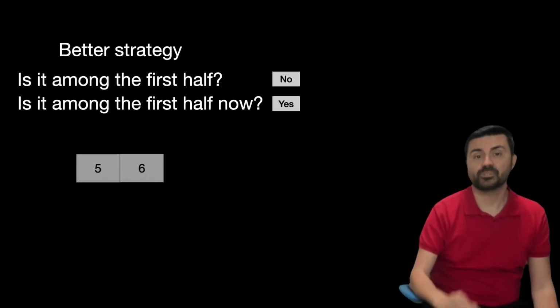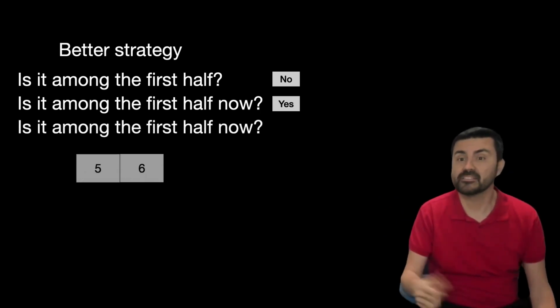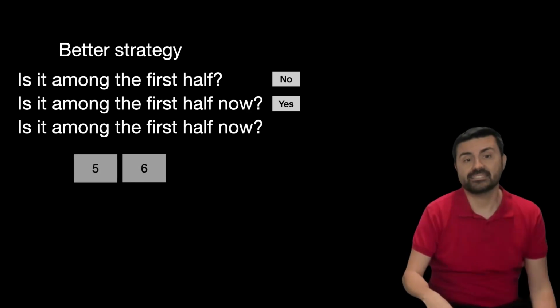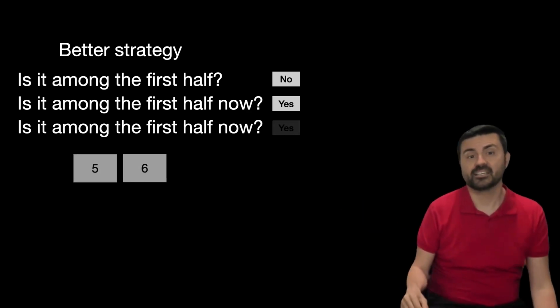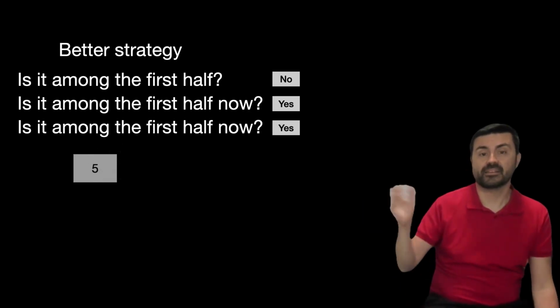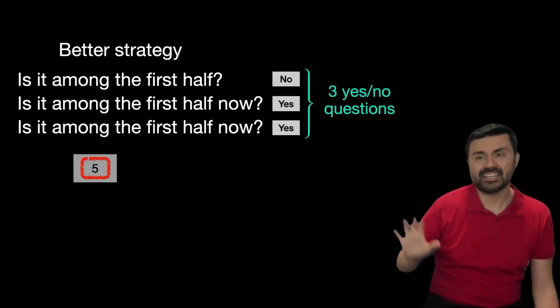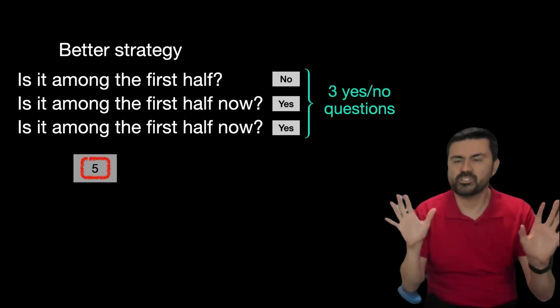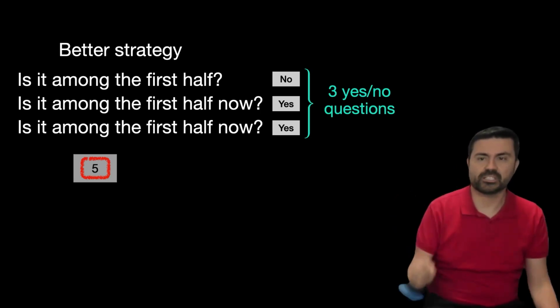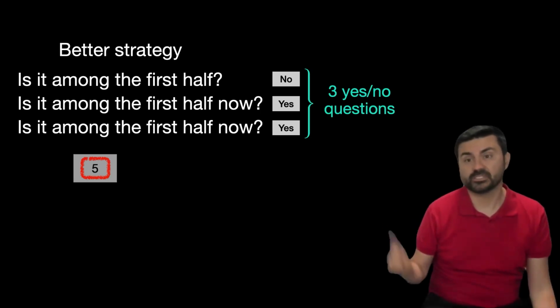So now you only have these 2 numbers. And then you ask the same question again. Is it among the first half now? And I say yes, because it's among the first half of 5, 6, which is 5. So the number is 5. And you guessed it using only 3 questions. And notice that there's no luck involved. No matter what you do, you would guess it using 3 questions. And so that's the average number of questions for this strategy.